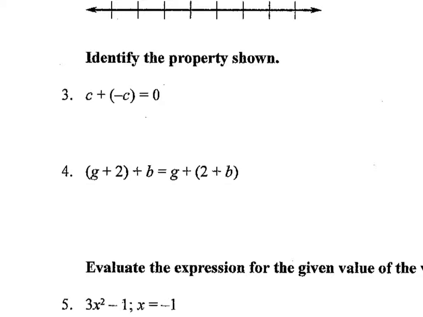In number 3 and number 4, you need to identify the property that is shown here. So in number 3, you got c plus negative c equals 0. Equaling 0. Wonder what property that might be.